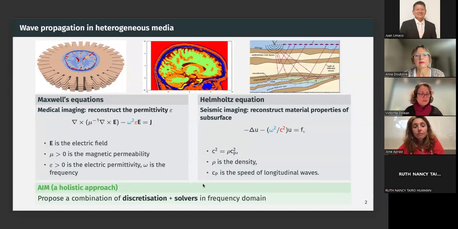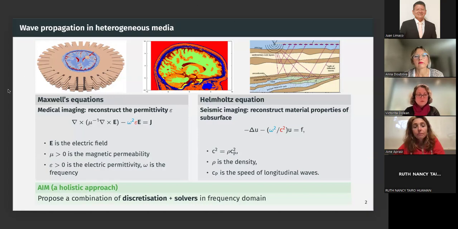What I'm mainly interested in is to solve problems in heterogeneous media, as they arise, for example, in medical imaging or geophysical imaging. In both cases, you will need to reconstruct the unknown properties of the medium. For example, here is the permittivity in the case of medical imaging, or just the propagation speed in the case of geophysical imaging. So in both cases, we need to solve an inverse problem. Solving an inverse problem means you have an optimization algorithm, and inside the optimization algorithm, you need to solve repeatedly these kinds of problems. So my purpose is to have a holistic approach, that means to propose a combination of discretization and solvers in the frequency domain for these kinds of problems.